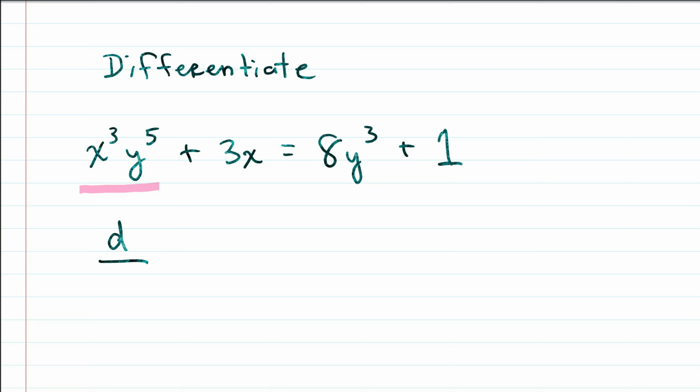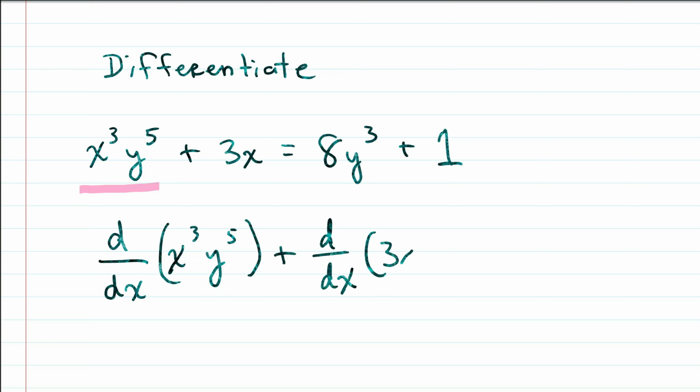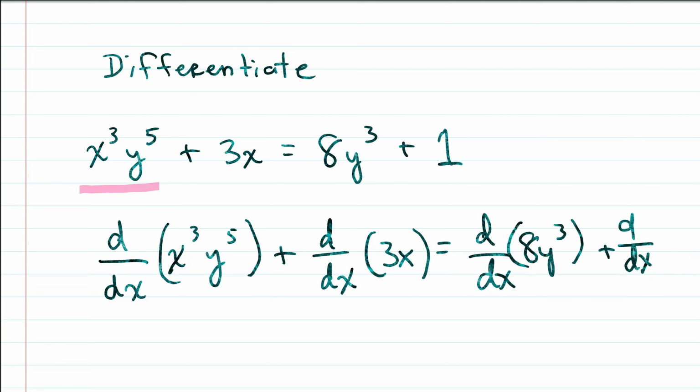We're going to do implicit differentiation, taking the derivative of each of these. So we take the derivative of x to the third y to the fifth, then the derivative with respect to x of 3x, and that's equal to taking the derivative of 8y to the third, and then the derivative with respect to x of 1.